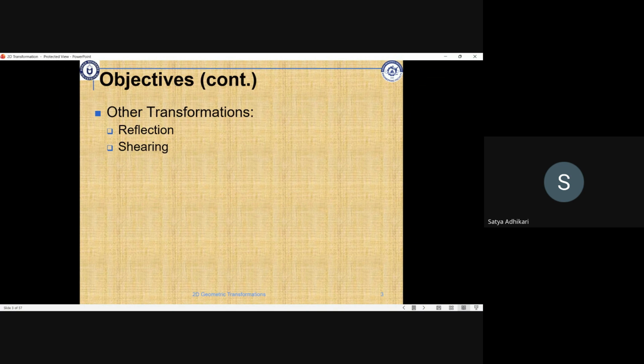And other transformations besides these three are reflection and shearing. So altogether we have 5 types of 2D transformation: translation, rotation, scaling, and the other two, reflection and shearing. So in this chapter, we will discuss these 5 transformations, and after that the reflection and shearing.